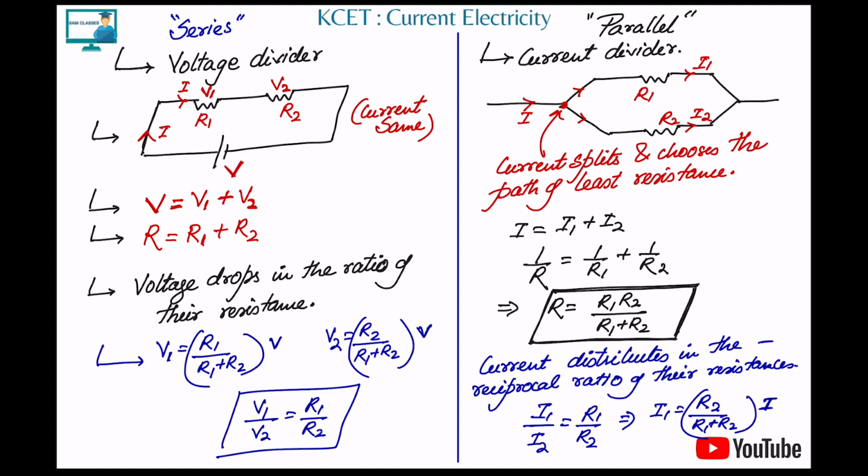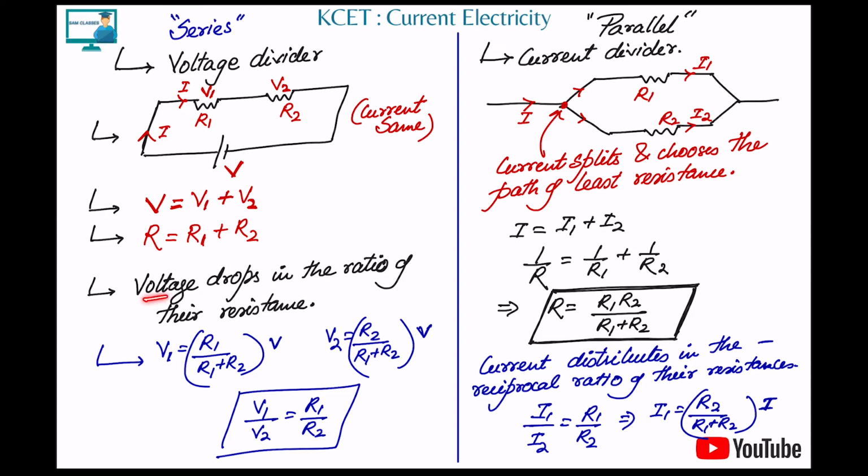Now, in series the resistances get added, so we get the maximum resistance. And in parallel, the combined resistance becomes small, so we get the least one. So whenever they say two or five resistances are there and we are trying to get the least one, we'll go for parallel connection. And if we have to get the maximum, we'll go for series.